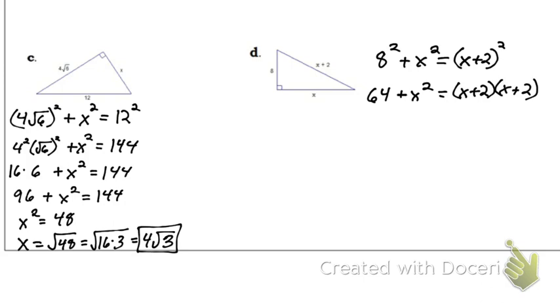Why I'm writing that is because the biggest mistake I see when I do x plus 2 squared is people just say it's x squared plus 2 squared. It is not. It's x plus 2 times x plus 2, which means I need to distribute. So we're going to have 64 plus x squared is going to equal x. So in my head, this is what I'm doing. I'm doing x times x, x times 2, and then I'm doing 2 times x, 2 times 2. Well, that's going to give me x squared plus 2x plus another 2x. So that's plus 4x plus 4.